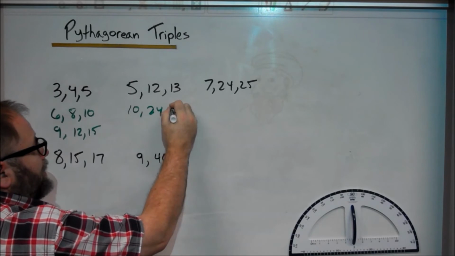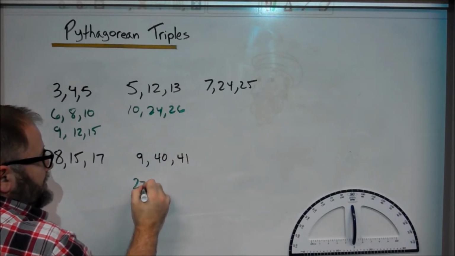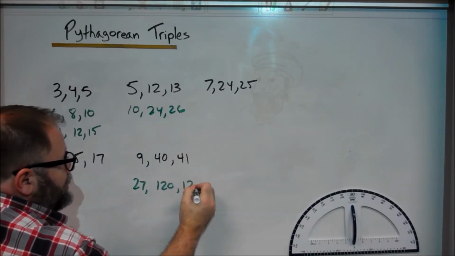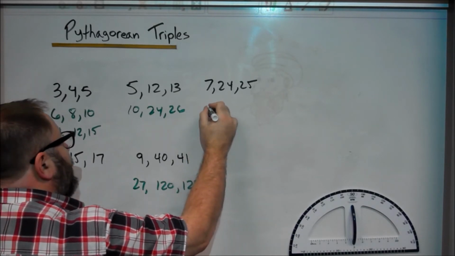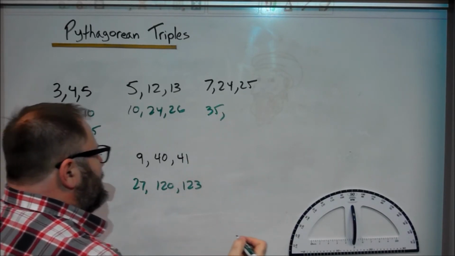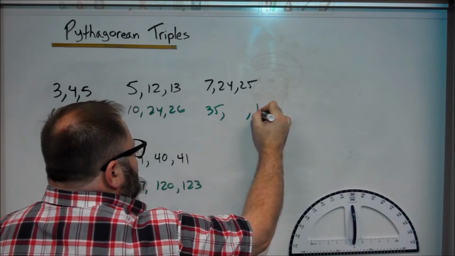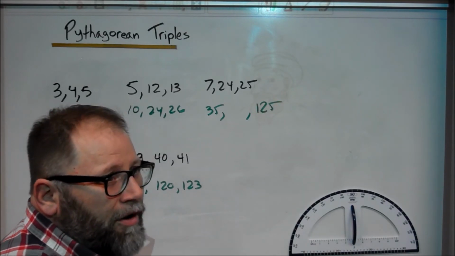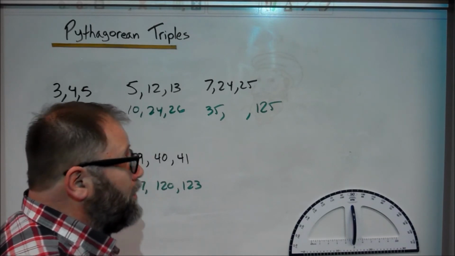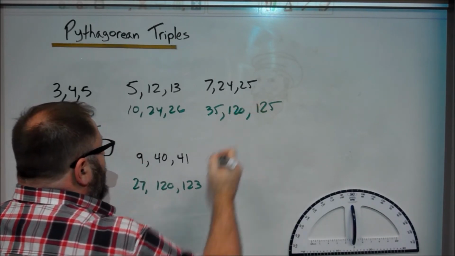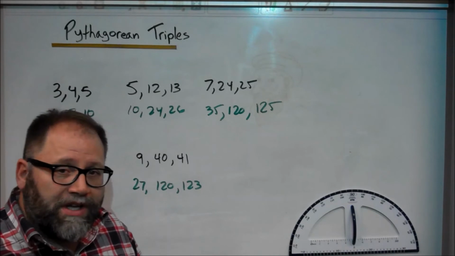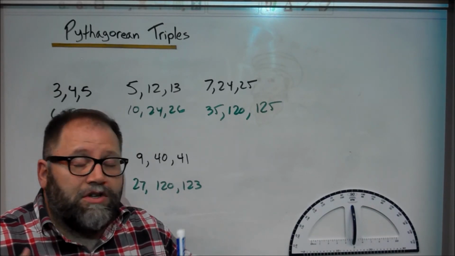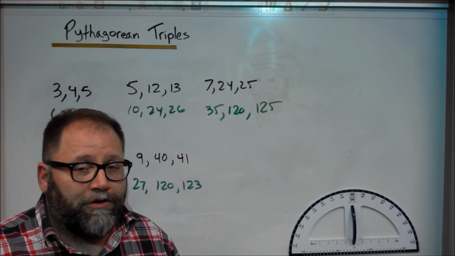10, 24, 26, and 5 times 24, 5 times 20 is 100, 5 times 4 is 20, so 120, right? Sorry, Pythagoras. All of these we can scale up, which means there's innumerable Pythagorean triples.